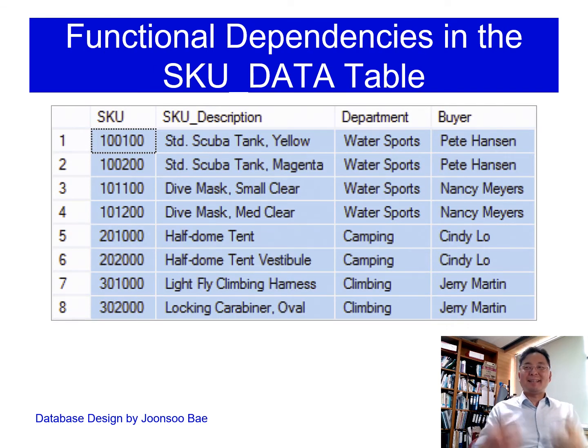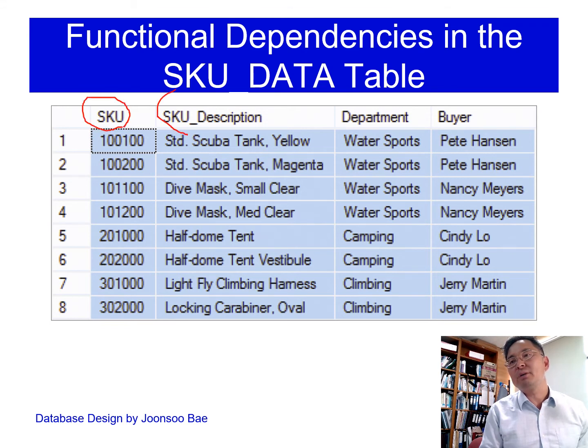Okay, this is an example. We are very familiar with these tables, the SKU data table, which has SKU, description, department, and buyer, 4 attributes. So from this SKU data table, can you extract how many functional dependencies? Okay, how can you start? You can start from the first attribute. SKU will determine SKU description. Is it a function or not?